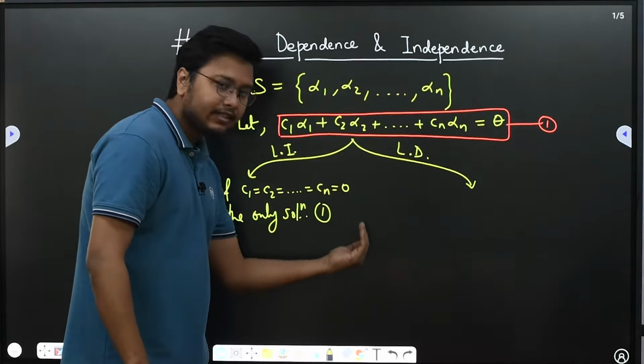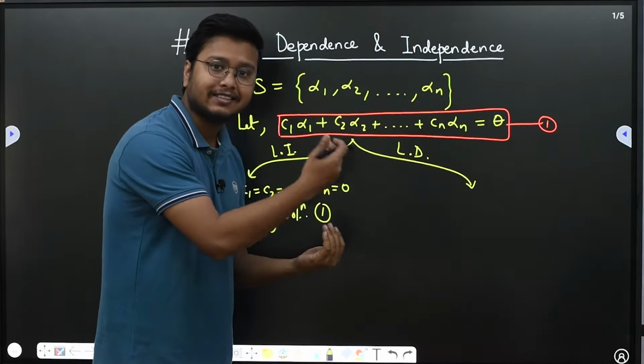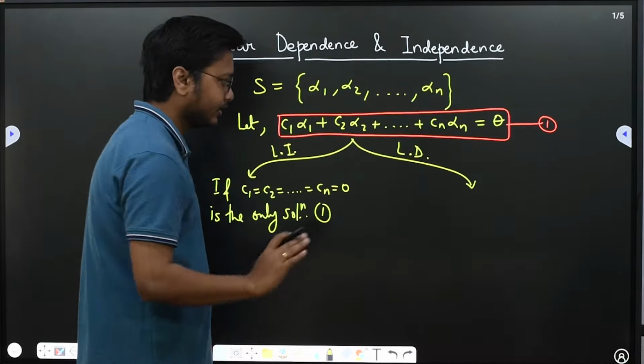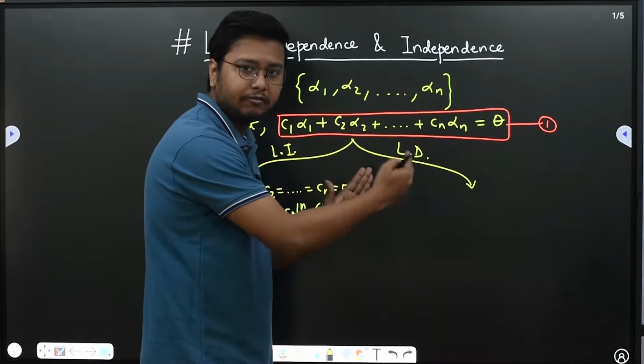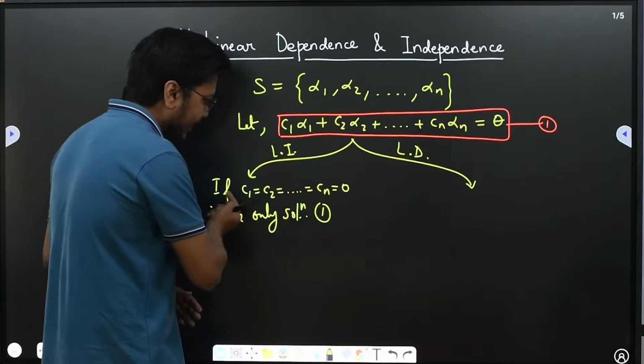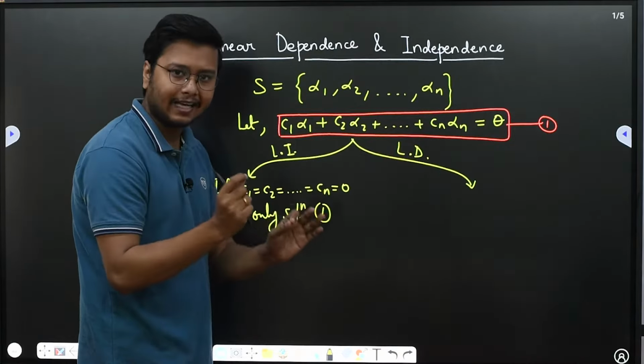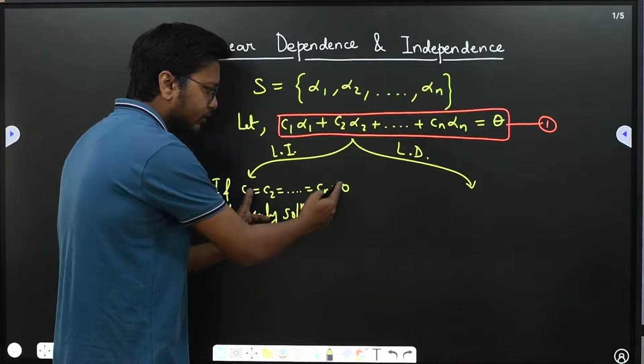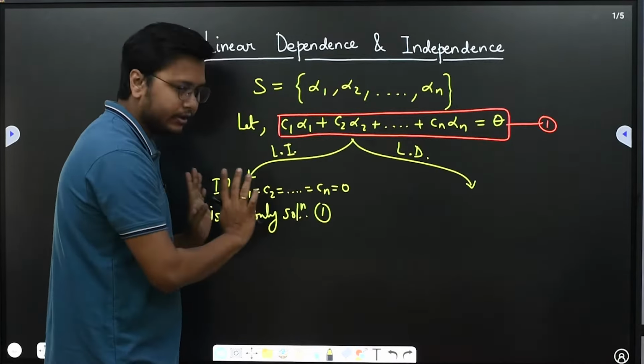But other than this one, if there exists some other possible set of solutions, that means if a different set of solutions exists, at least one of the constants has to be non-zero, because if all the constants are 0, that's one solution and that has come into this category.